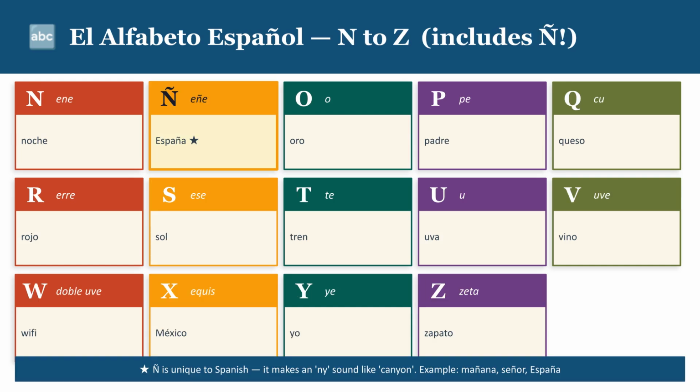Continuing with the alphabet, from N to Z, pay special attention to ñ, pronounced ñ. This letter is unique to Spanish and makes an NY sound, as in España, mañana, and niño.